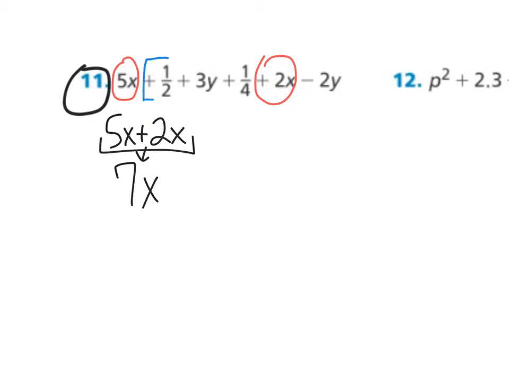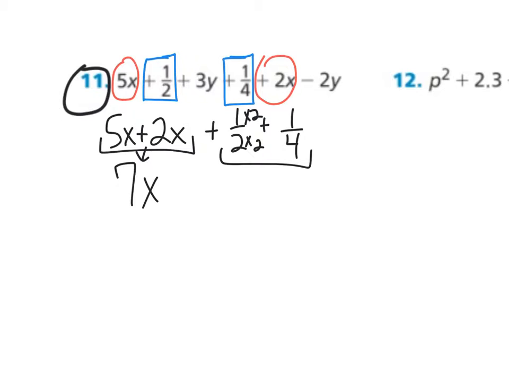We've got a 1/2 and a 1/4. Those are both constants that can be added together. We know before we can add fractions together we have to get a common denominator. So 4 is my highest denominator. That'll work. With the 1/2, we can get a common denominator there. So that's 1/2 is the same as 2/4. 2/4 plus 1/4 is 3/4.